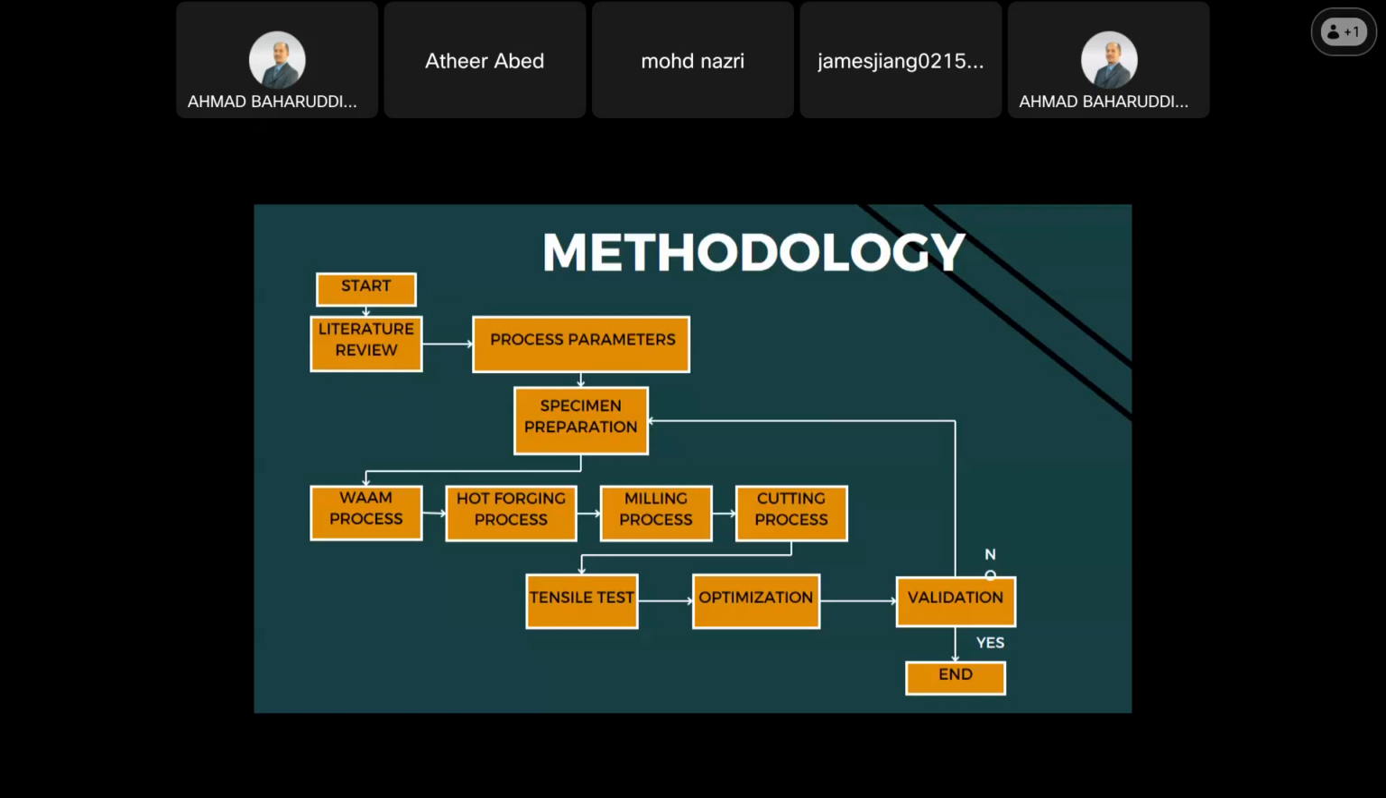If no, it means the result doesn't exactly fit the process parameters that I picked. Then I will need to repeat a few more specimens back here and start all over again. But if it is acceptable, then it will go to the end and continue.